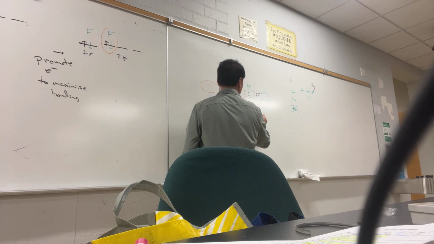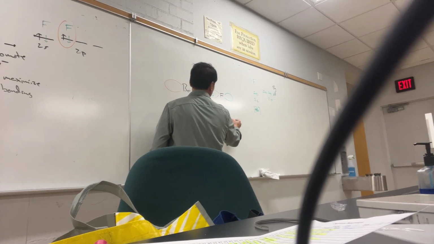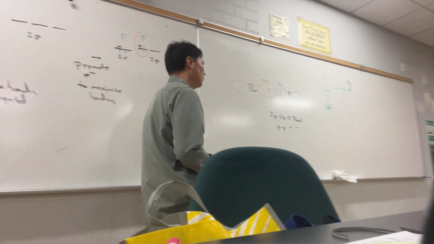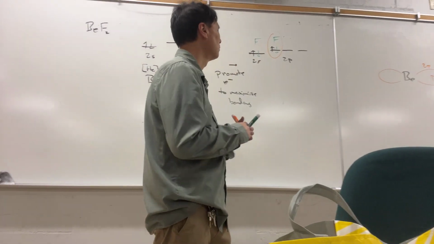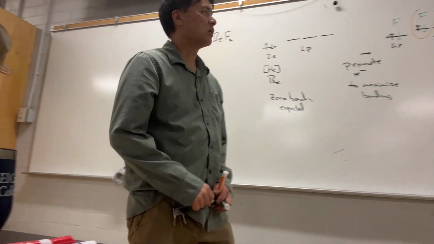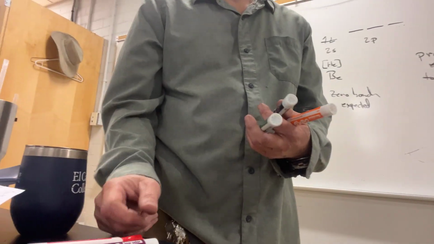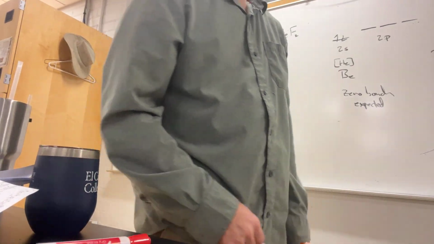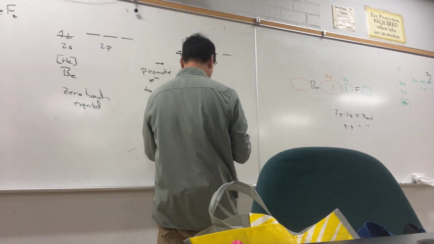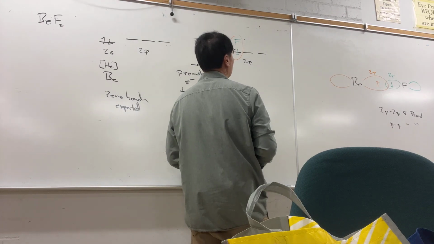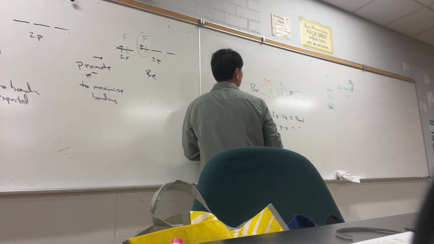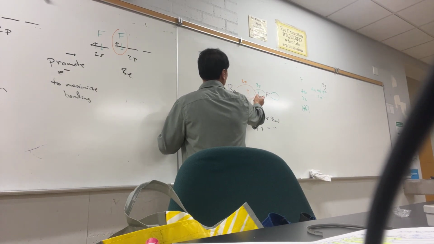We have a 2s on beryllium. This is beryllium. The 2s is not directional. The 2s is spherical, like this. And so the other fluorine can come anywhere along the sphere. Could we put it right next to each other? So the two fluorines are right next to each other.